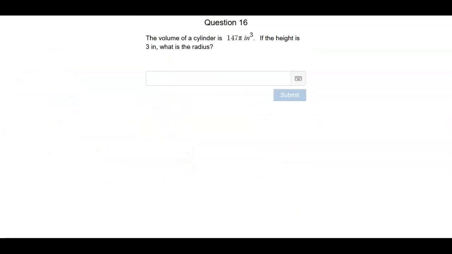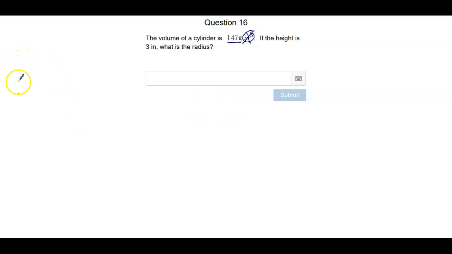Okay, and then the last one that I'll show you is how to use that volume formula to work backwards. So right now it says the volume of a cylinder is 147 pi inches cubed. So this inches cubed right here is just the label, and so we won't use that when we're working in the problem. We're just going to use this 147 pi.